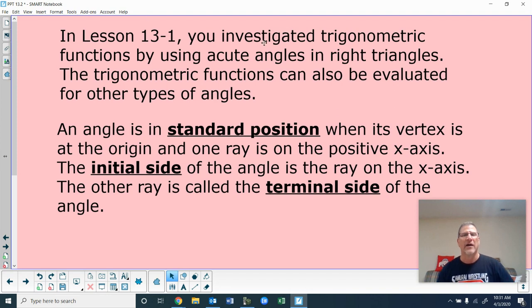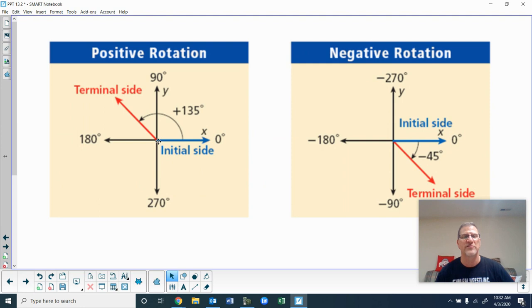All right, so we talked about 13.1 trig functions, and then it says an angle is in standard position when the vertex is at the origin and one ray is on the positive x-axis. That's our initial side. And the other ray is called the terminal side. That's the one that will rotate. In the next slide, you'll see this picture. Okay, so always from the origin to the right along the x-axis, that blue side is our initial side. See it on both pictures. And the red one we call the terminal side, and it rotates. Okay, and counterclockwise this way, that's positive degrees.